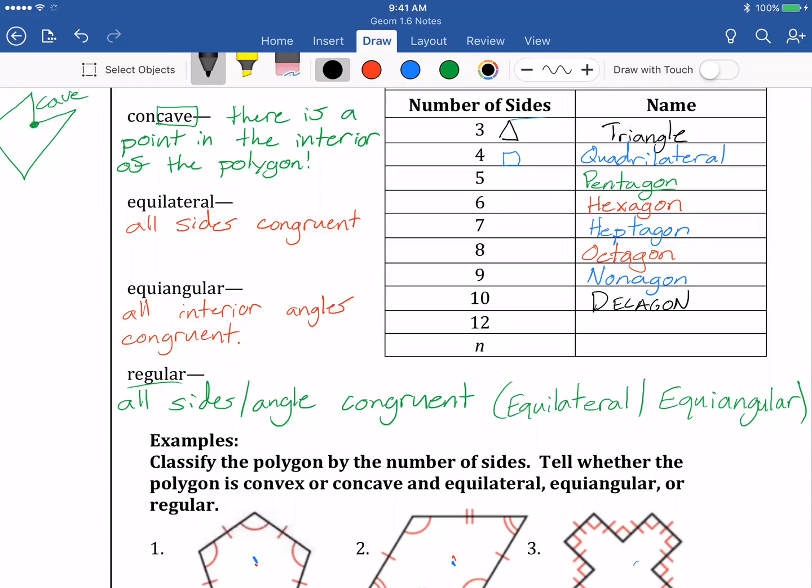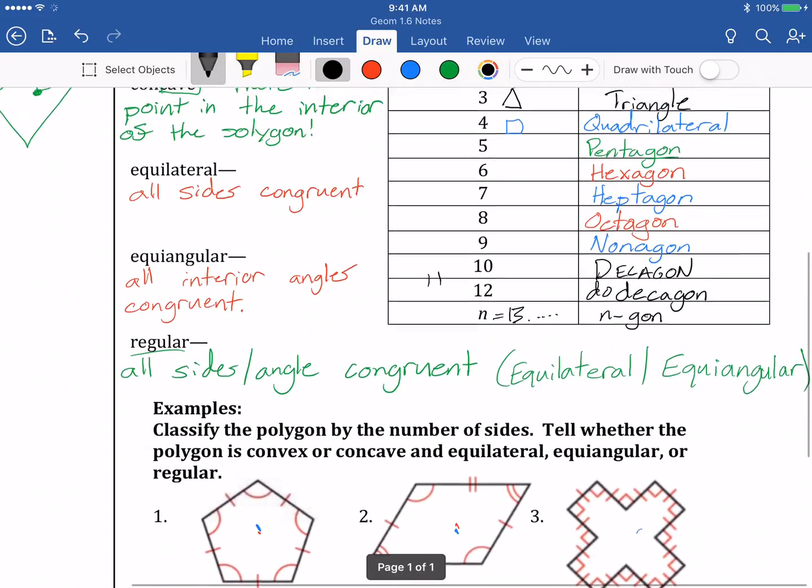All right, going on to 12 sides is a dodecagon. All right, so notice here we skipped 11, okay, because 11 doesn't really have a fancy name. So 11, and maybe this is like 13, 14, 15, 16, so on. Those are just called n-gons. All right, so it's an 11-gon, or it's a 13-gon. So it's just those guys there.